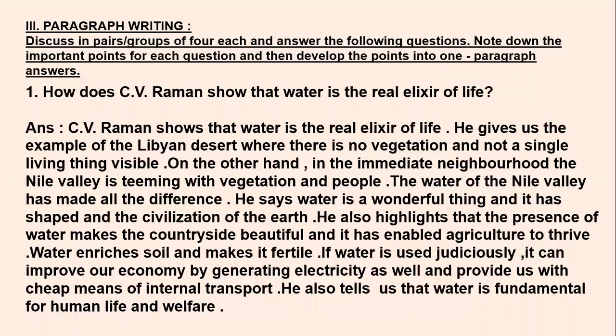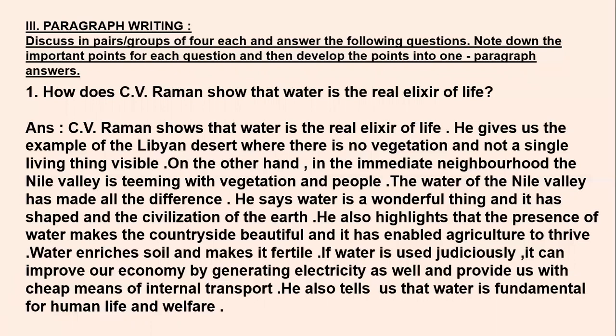He also says that he was very surprised and had a very beautiful view when he was standing in the middle, and towards one side was the Libyan desert where there was not a single vegetation, not a single grass to be seen, not a single living thing visible there, because it was totally a desert area, with no water to be found. Whereas on the other side, in the immediate neighborhood, meaning just beside it, was the Nile Valley and it was teeming with vegetation and people, meaning it was blooming with greenery, with the trees, with the shrubs, and the people and the animals and the birds residing over there.